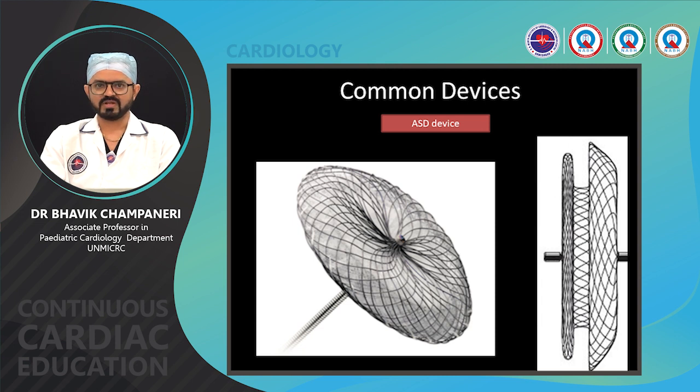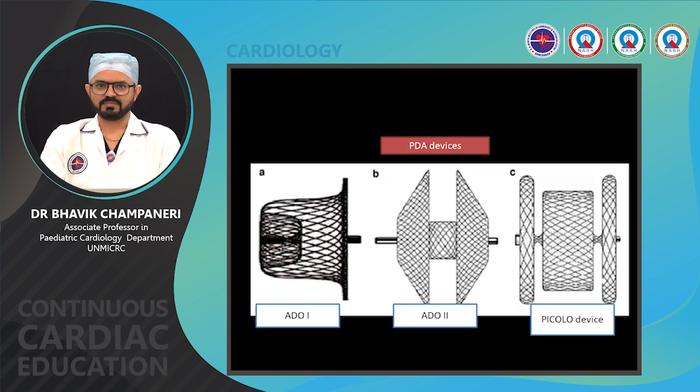These are common devices which are being used for patent ductus arteriosus. This is the most common device being used for patent ductus arteriosus, which is called the ADO1 device. This is again made up of nitinol mesh and it contains a PTFE membrane inside to allow clotting of the blood. This is a single disc device. As you can see, there is a single disc which stays on the aortic side of the PDA.